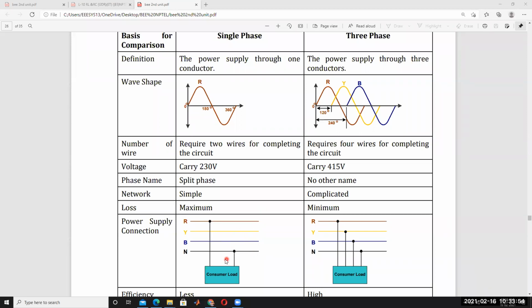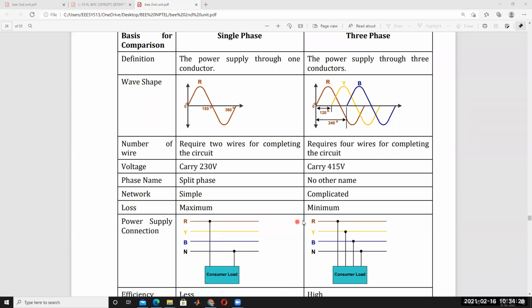If you connect all loads to only the R phase, the R line may be overloaded. If you connect all loads to the Y phase, the Y line may be overloaded. So, to avoid that, some of the loads are connected between R and N, some between Y and N, and some between B and N for single phase.